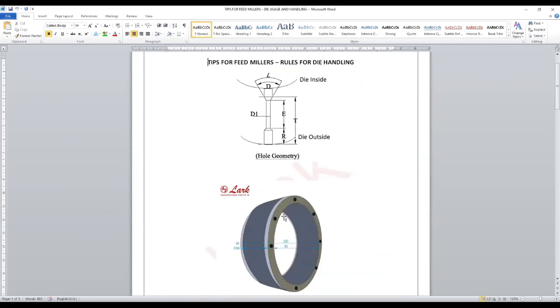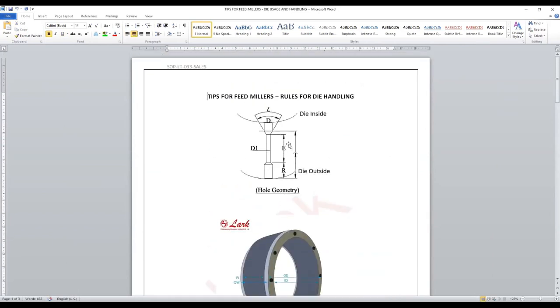This is the nomenclature of a die, a general diagram. This is the inside view of a die from where the material enters into the hole. This is the effective working length, which actually acts over the pelleting process. Then this is the outside relief that we provide in the dies with respect to the recipe and the formulation.